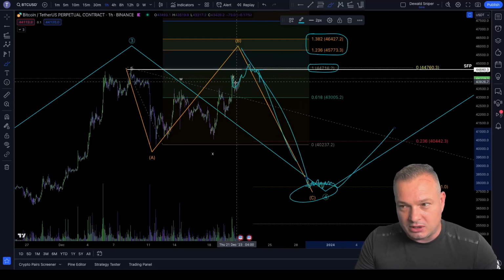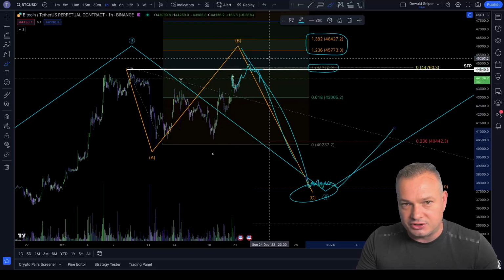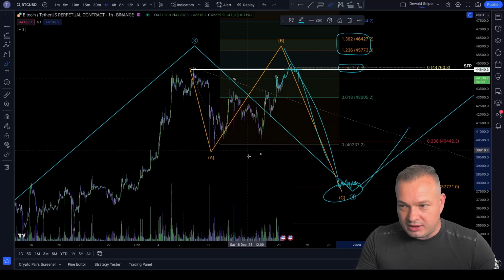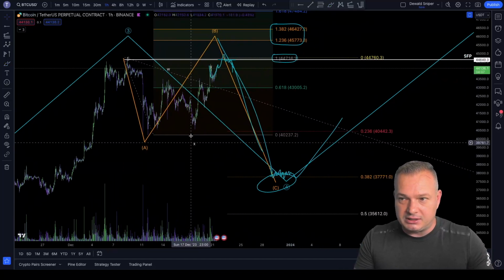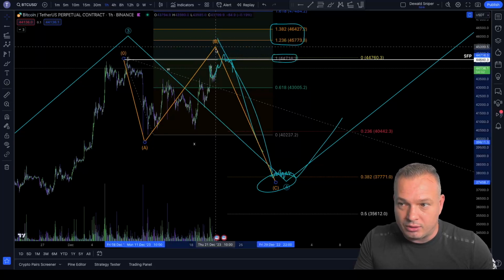If this is not an impulsive wave to the upside, this is the corrective structure that I'm looking at, which then means from a bigger picture perspective that during the whole of December, perhaps we even fall down from where we are right now.